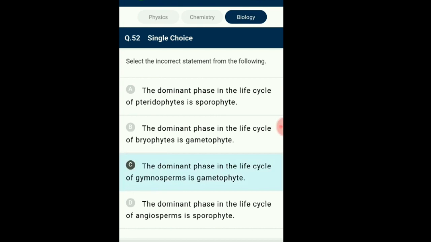The dominant phase in the life cycle of gymnosperm is gametophyte. That is the incorrect statement.